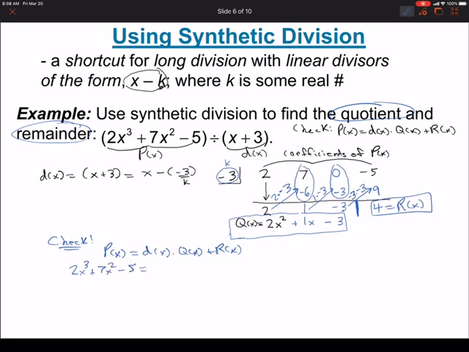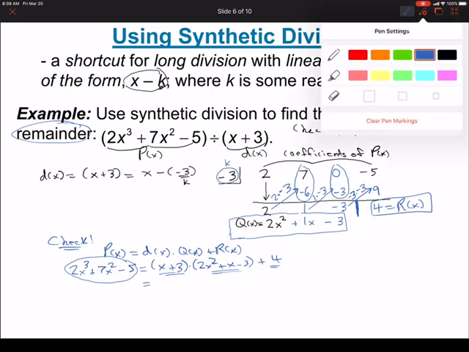Well, we should get that back. We take our divisor times the quotient plus our remainder. So our divisor, which was x plus 3, times the quotient, which was 2x squared plus x minus 3, plus the remainder, which was 4. All right, so let's see if this times that plus 4 gives us the dividend back. Should, if we divided correctly. So we ought to multiply. Let's go ahead and distribute.